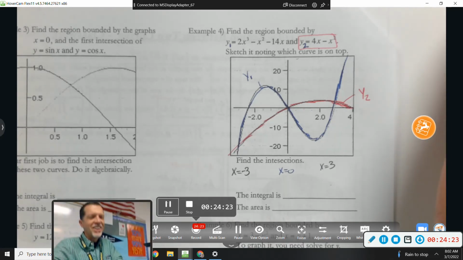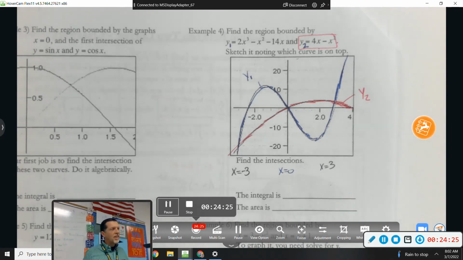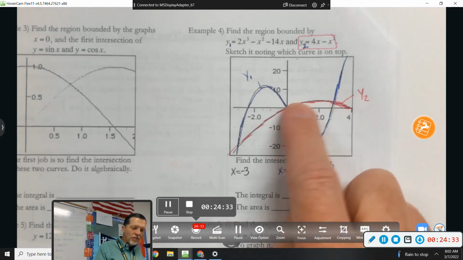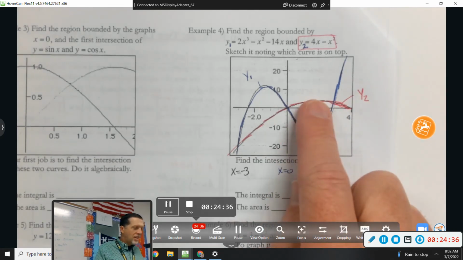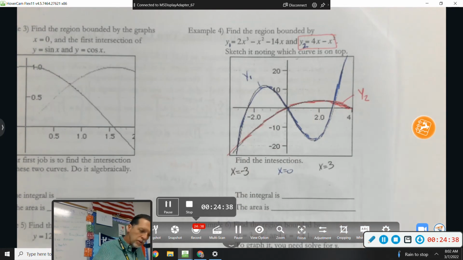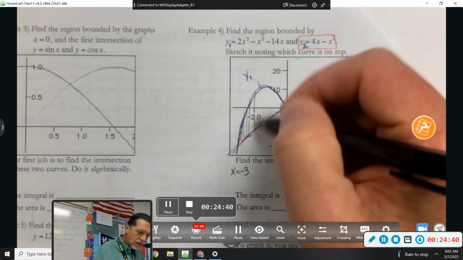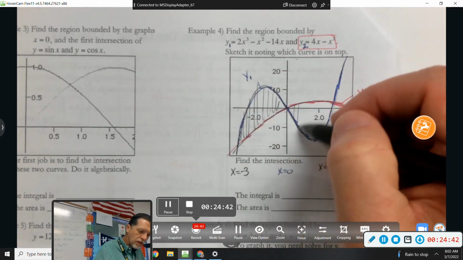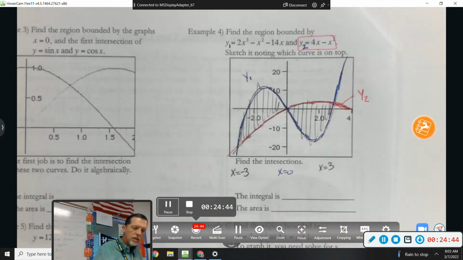Doesn't it have to be the red one as the top one? So you guys are looking at the right thing. It's like, well, over here the top one is red. Over here the top one's blue. Maybe we should have kind of shaded in the area we're looking for. Maybe that would help us. Yeah. We've got to do 2 integrals because there's a different top and a bottom.